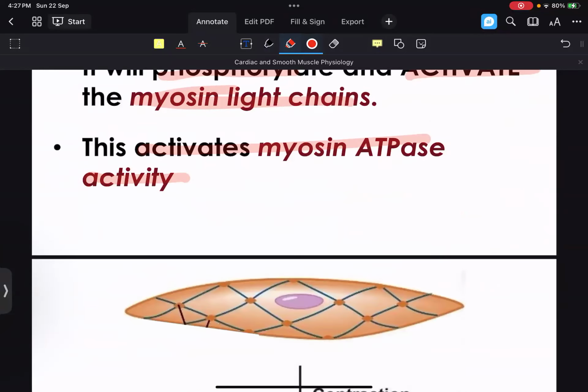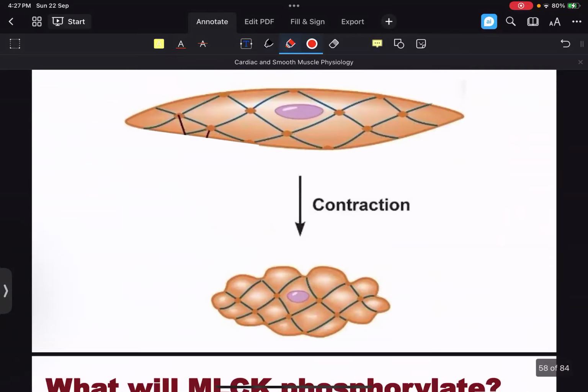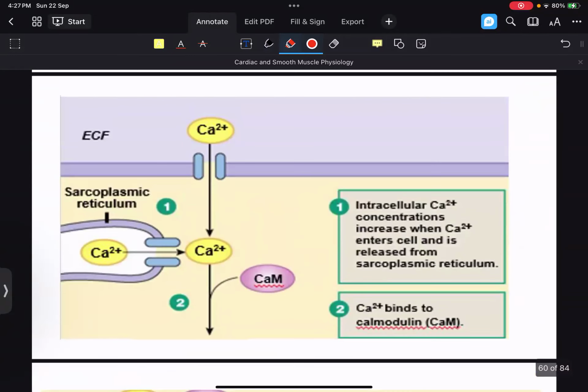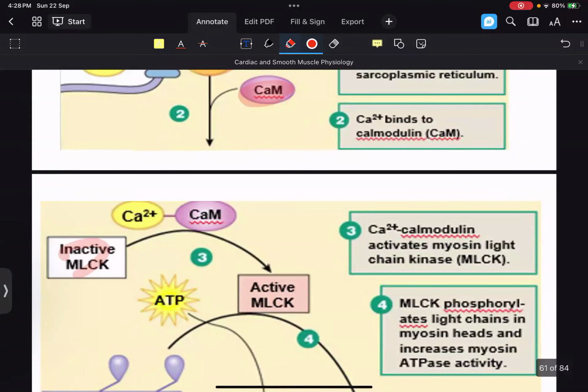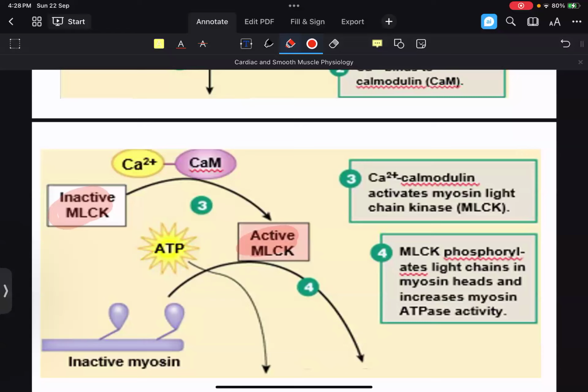I know we just said a bunch of things all at once, so let's just review what I said real quick. From outside of the cell and from your sarcoplasmic reticulum, you're going to get a bunch of calcium into your cytosol. And once you get a bunch of calcium into your cytosol, it's going to bind to this protein called calmodulin. Once you bind calcium and calmodulin, you're going to go and activate your myosin light chain kinase, okay? Now it's activated. And what did we say this myosin light chain kinase will do? It will go and phosphorylate the myosin light chain.